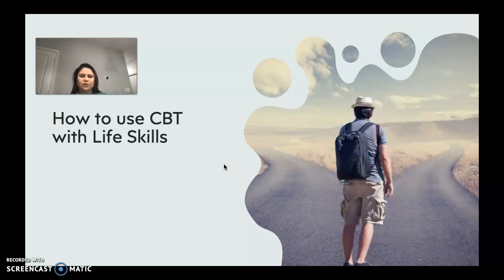How can we use cognitive behavioral therapy with life skills? By changing adolescents' thoughts, they will also change their emotions and behaviors. Identifying irrational thoughts, which are thoughts that are untrue for that situation, can improve a person's mood and behaviors.